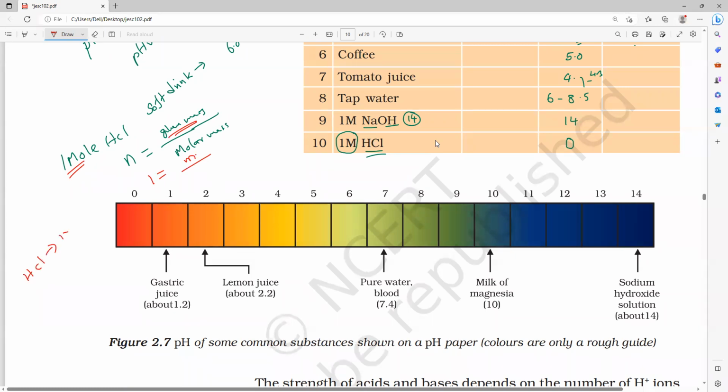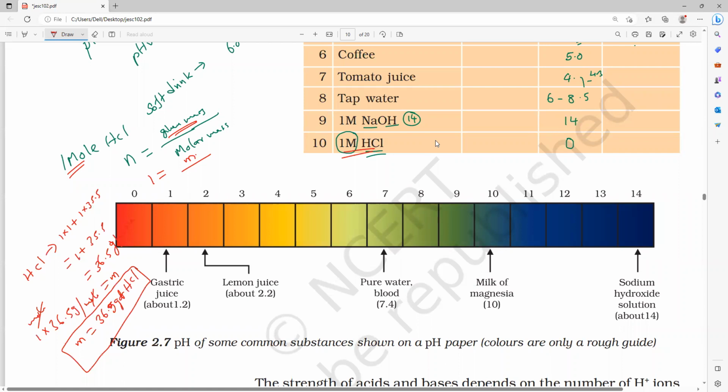HCl molar mass is 1 into 1 plus 1 into 35.5, which is equal to 36.5 gram per mole. So 1 into 36.5 gram per mole, and here 1 mole, so mole will get cancelled. So 1 mole of HCl means how many grams? 36.5 grams of hydrochloric acid. That is the meaning of 1 mole of HCl.